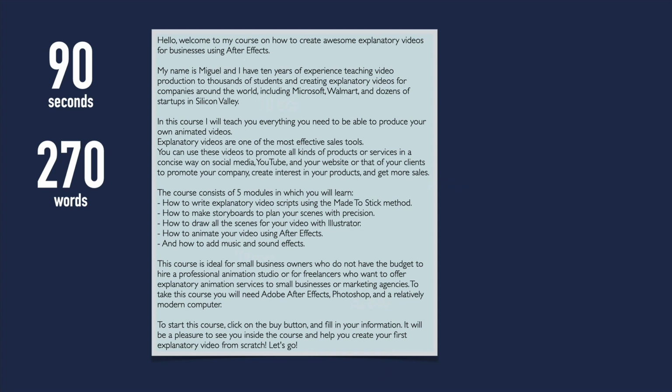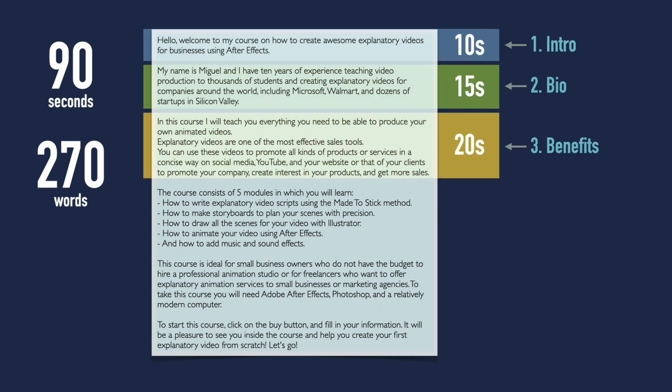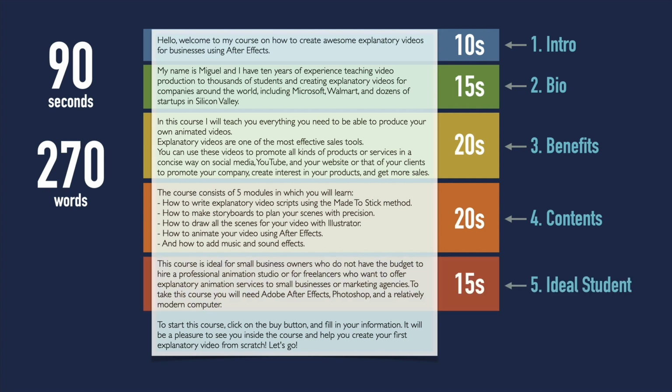Now, in terms of how this looks in a script, I have here a sample 90-second script for one of my courses. And you can see here that it's going to be around 250–270 words when it's spoken at a normal speed. And the sections are like this. You've got your 10-second intro, 15-second bio, 20-second benefits, 20-second contents, 15-second ideal student, and 10 seconds call to action.